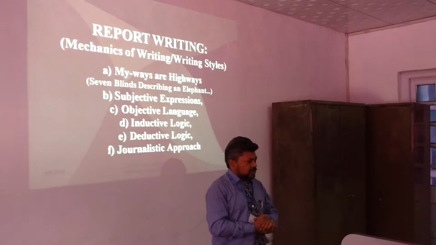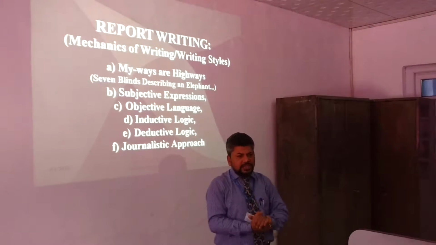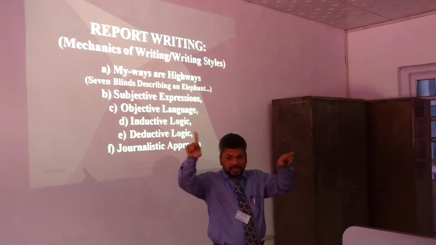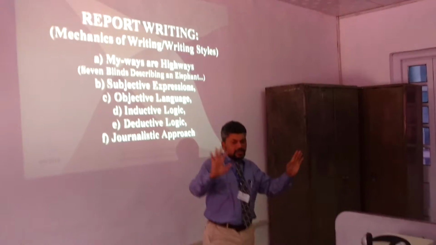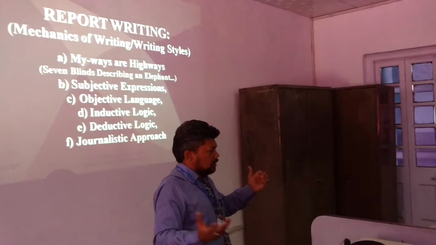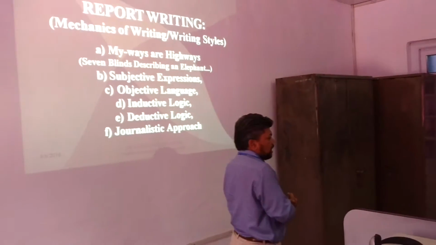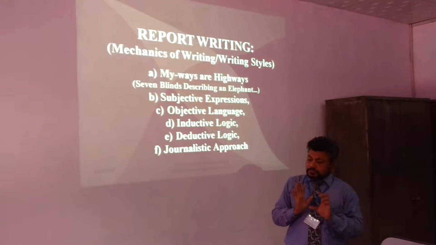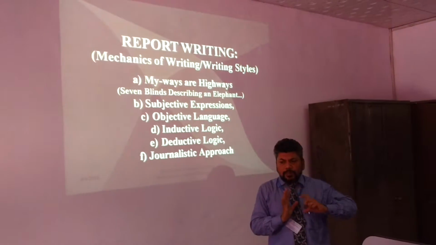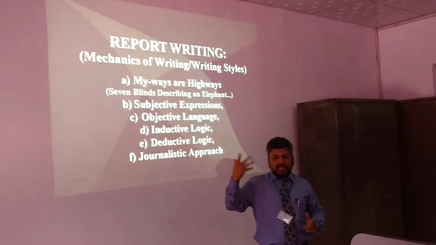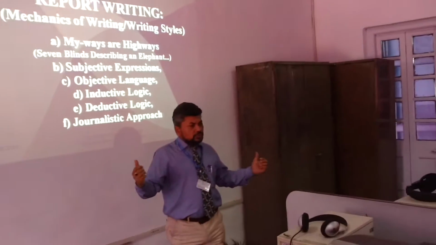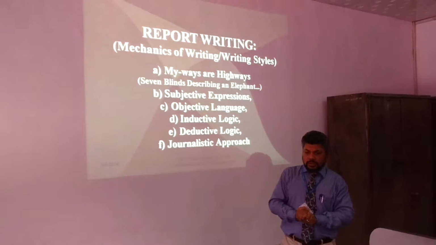One of the blind persons touches the leg of the elephant and reports that the elephant is like a pillar. Another one touches the back of the elephant and says that the elephant is like a wall. The other one touches the trunk of that elephant and says that the elephant is like a python. The other one touches the tail of the elephant and says that the elephant is like a broom. So on and so forth.